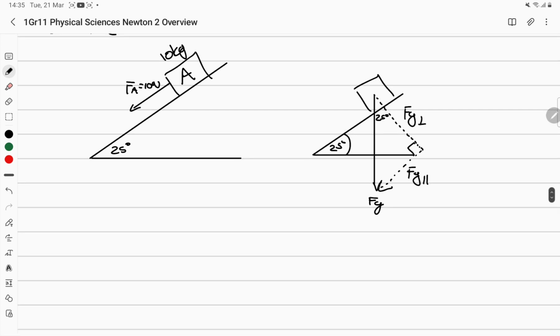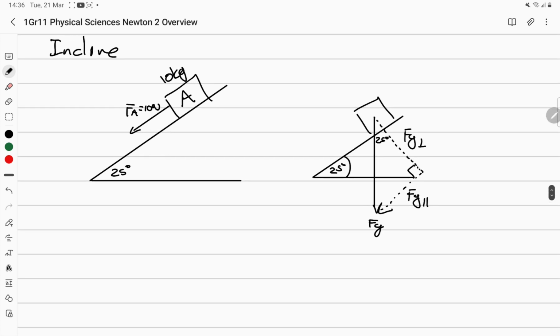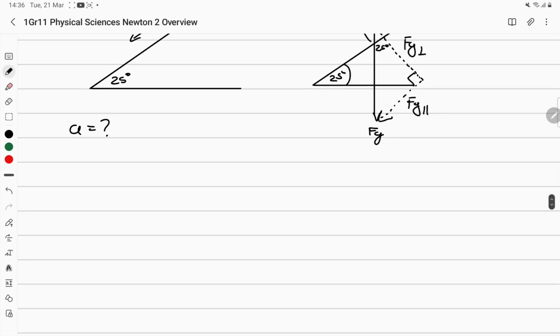Oh, and by the way, you must be able to do these backwards. So if they give you a picture like this, you must be able to do this whole thing backwards. Okay. So there we have our triangle, and this is for our trigonometry to work out what our FG parallel is, because we need that to find out how this system accelerates. So they want to know what is the acceleration. And before we do that, like I always say, we have to draw a free body diagram. So we have an applied force of 10.